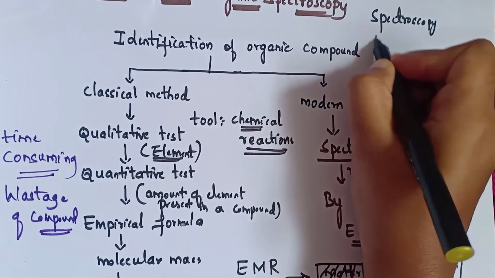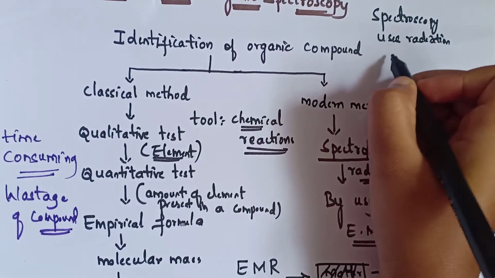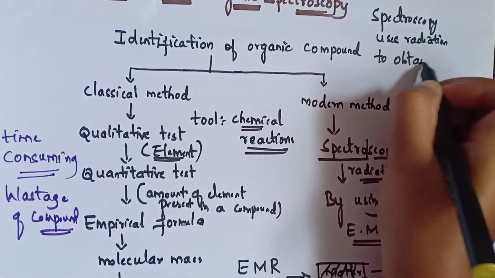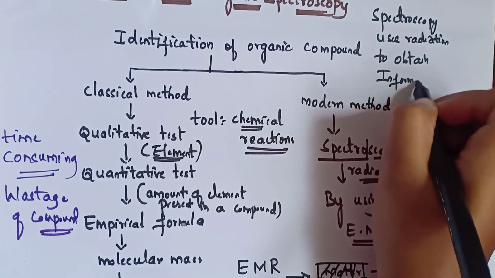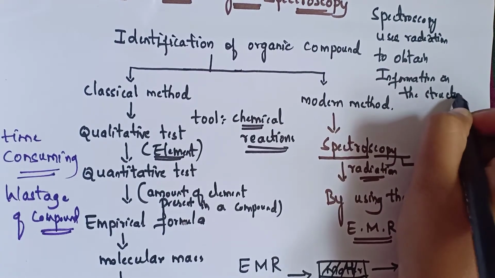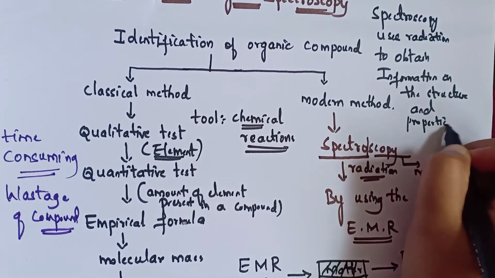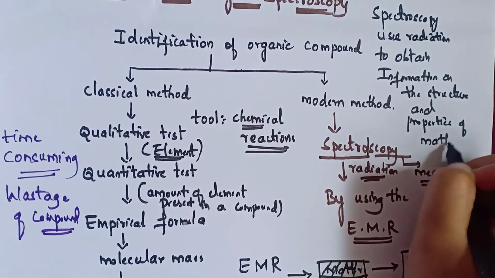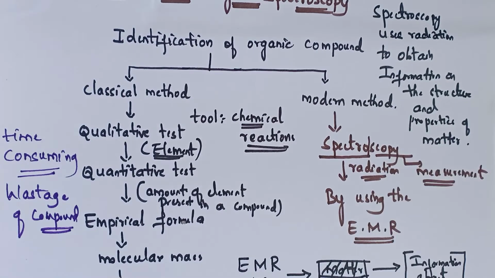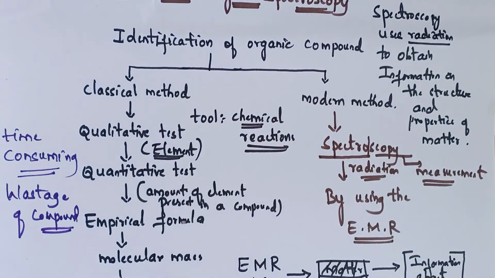Spectroscopy uses radiation to obtain information on the structure and properties of matter. Now, by seeing this definition, we have understood how important these radiations are for spectroscopy. So, electromagnetic radiations are very important for this spectroscopy.